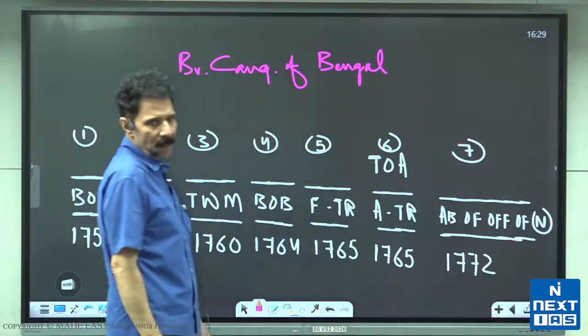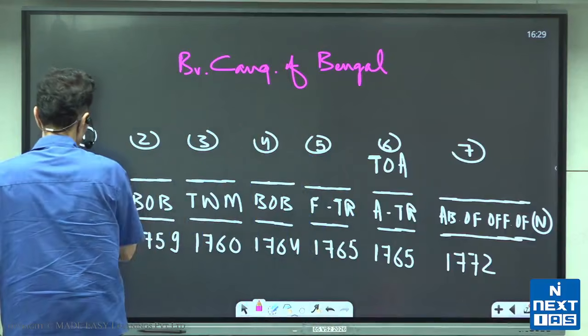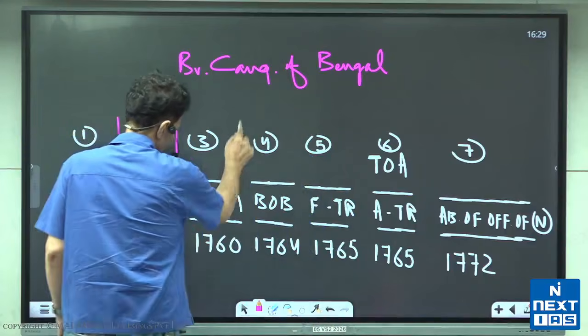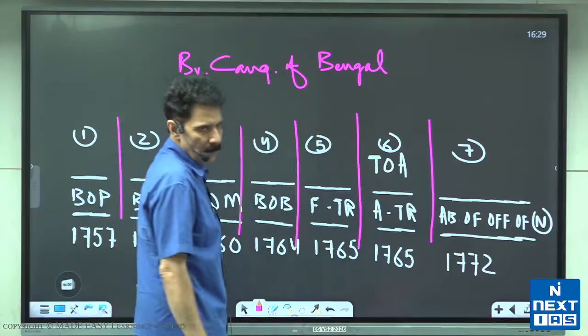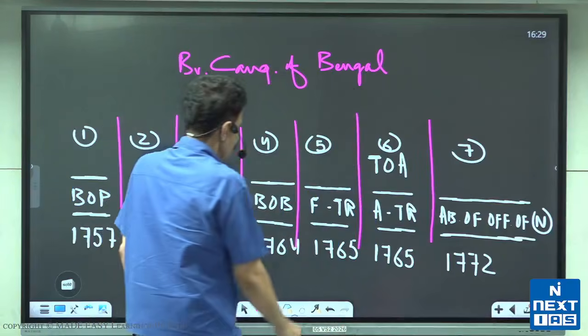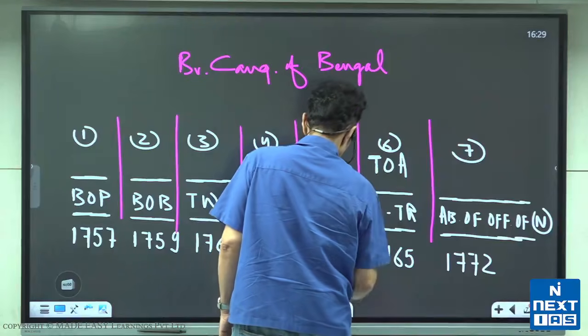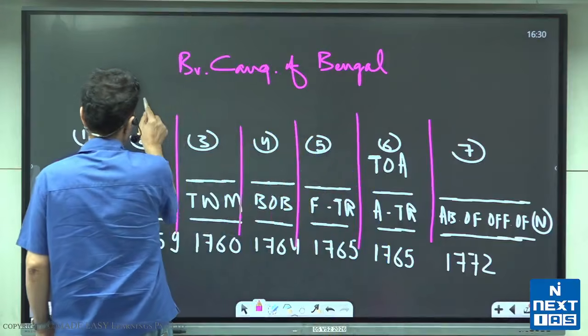So these facts are converted into a timeline. First this happened, then this happened, then this, all the major events. Till 1757, the company was de facto power.